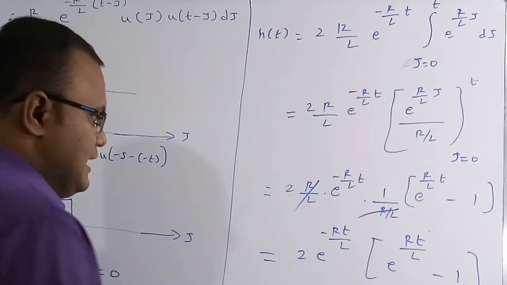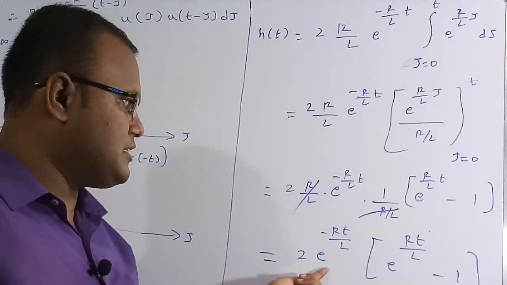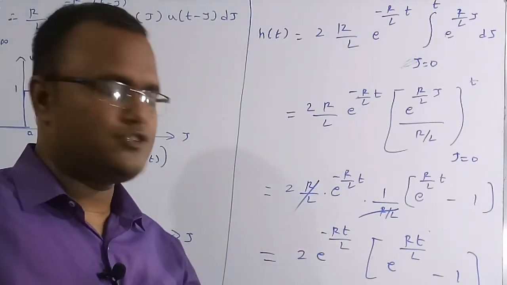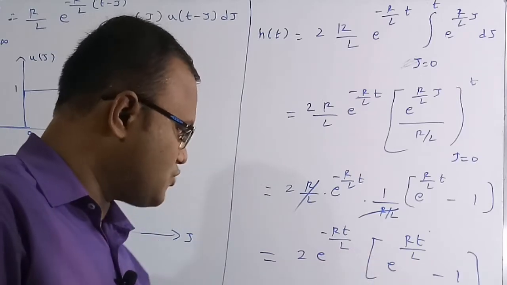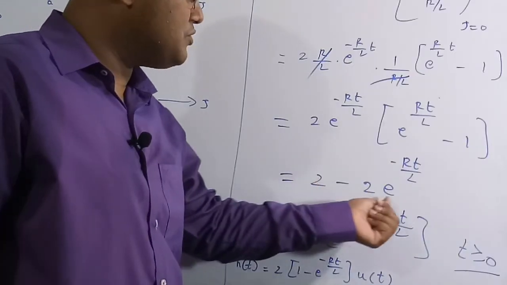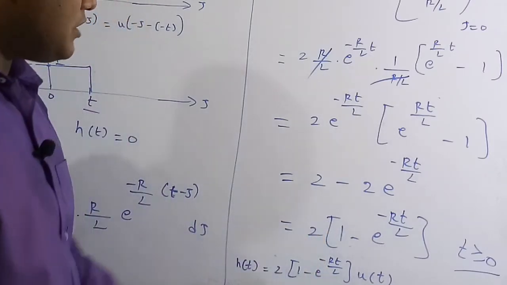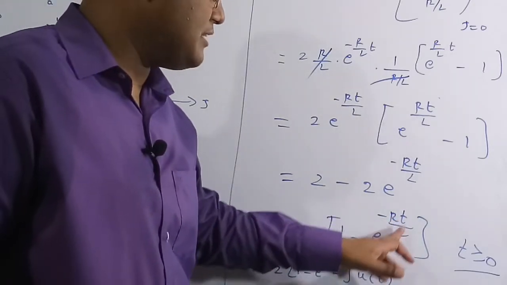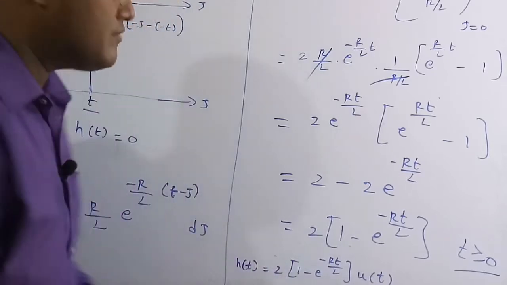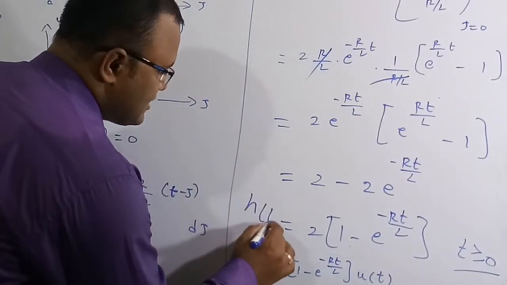Now I am going to take this 2 into e to the power of minus rt by l inside. So this gets cancelled. So finally I am going to get 2 minus 2 into e to the power of minus rt by l. Now I am going to take 2 as common. So 2 into 1 minus e to the power of minus rt by l. This is the expression of h of t for t greater than or equal to 0.